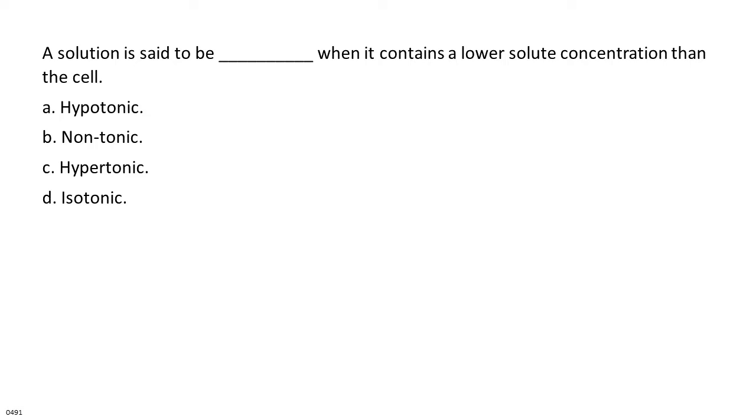A solution is said to be dash when it contains a lower solute concentration than the cell. A. Hypotonic. B. Nontonic. C. Hypertonic. D. Isotonic.